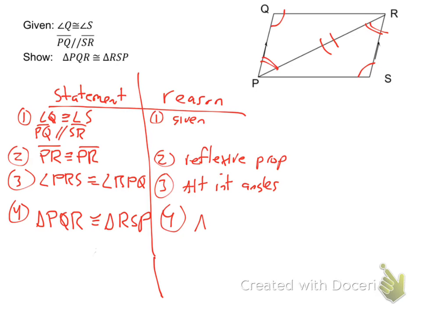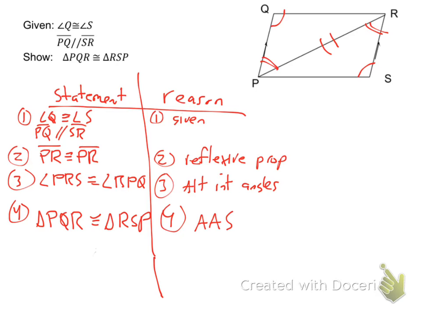It's angle, angle, side. Now I said earlier that I was going to talk about that situation. Why don't I want to use angle, angle, angle, side? Do I have all of the angles? Not right now. Could I add an extra step in there and actually find and state that angle QRP is congruent to RPS? I could. 2 angles implies all 3 angles.